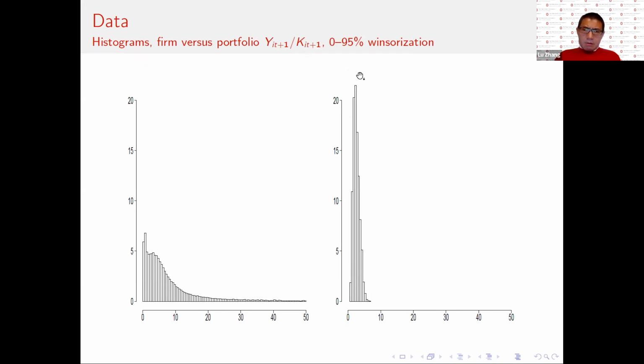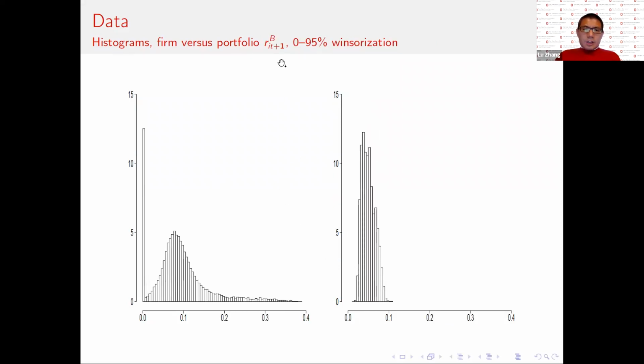Sales to physical capital, again bounded from below. We simply did a zero to 95% visualization. Despite the 95% visualization, you see it's completely wild: an extremely long right tail, skewed to the right, right? And this is why we were having all kinds of problems with the baseline model. Once you aggregate the baseline one-capital model to the portfolio level, it's less dispersed.